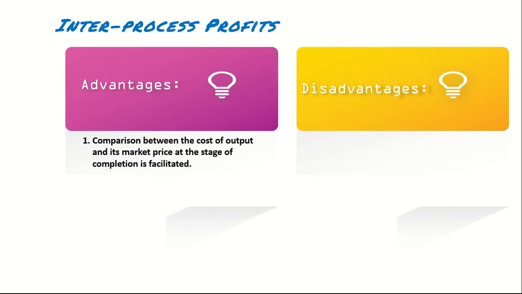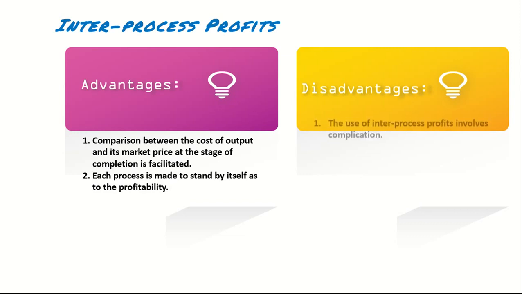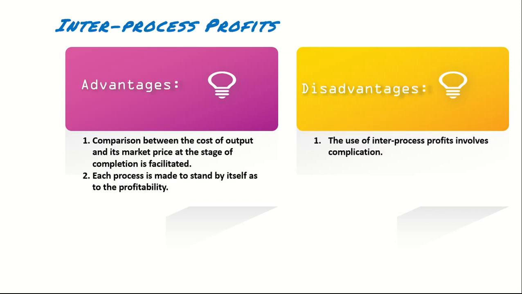Advantages. 1. Comparison between the cost of output and its market price at the stage of completion is facilitated. 2. Each process is made to stand by itself as to the profitability. Disadvantages. 1. The use of inter-process profits involves complication. 2. The system shows profits which are not realized because of stock not sold out.